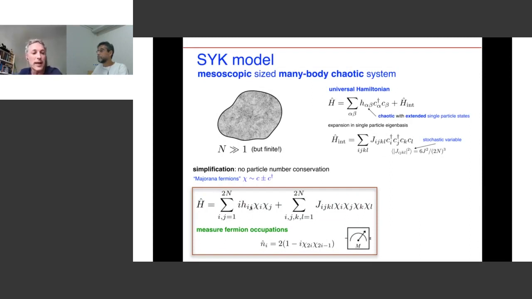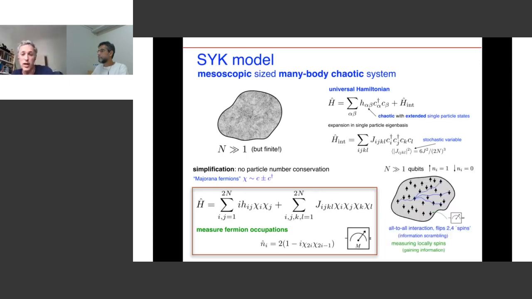But all this doesn't play any role for the measured dynamics. We verified this in our simulations, and that's why throughout most of the talk I will just forget about this term and talk only about the random SYK 4 Majorana.